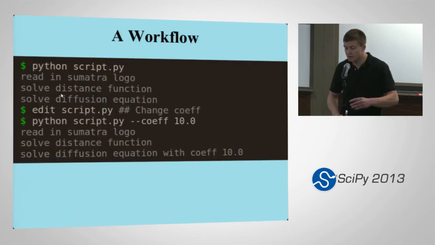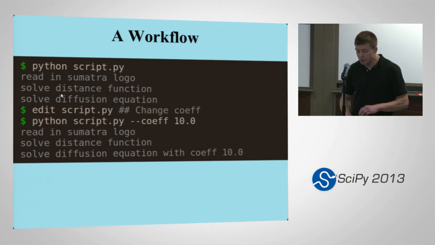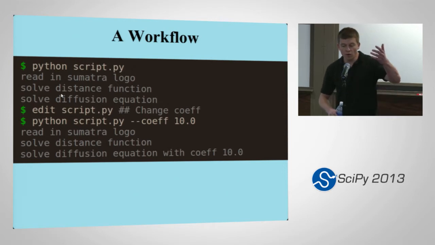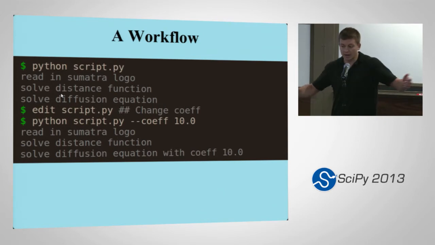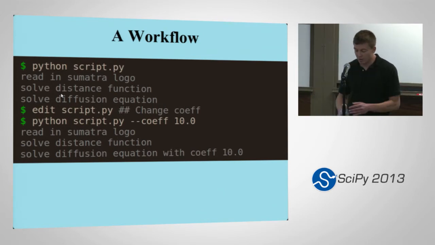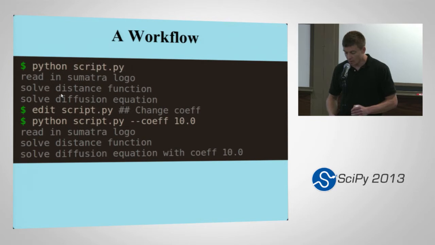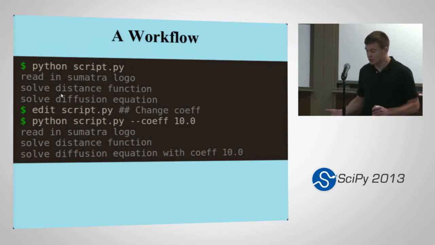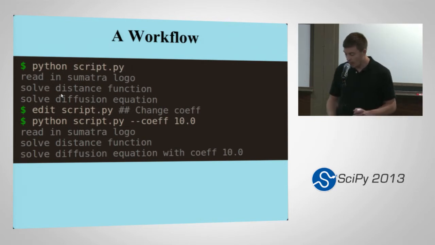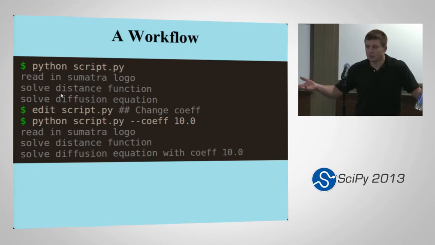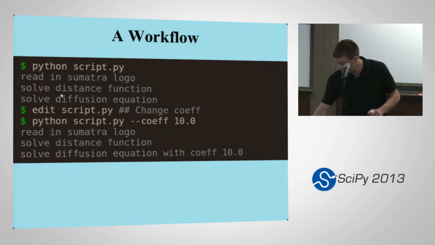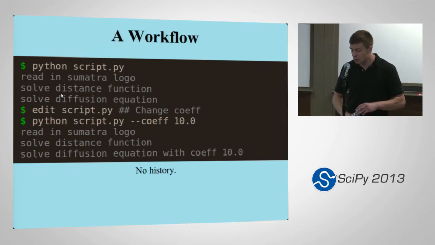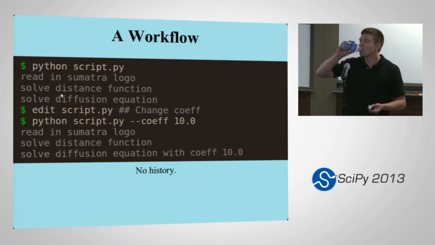So what does a typical workflow look like when you do it at the command line? You run the script, you might edit the script, and then you run the script again. And that's how I've worked for years. Well, that's really from the dark ages. Things have improved since then. But so you might edit the script, add the ability to change the diffusion coefficient, and then run it again. And of course, there's no real history associated with that workflow.